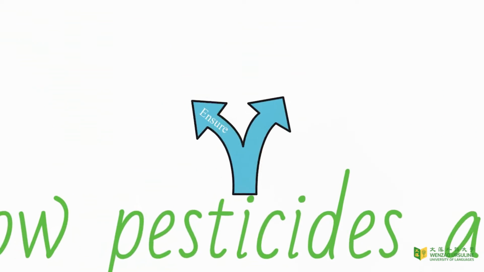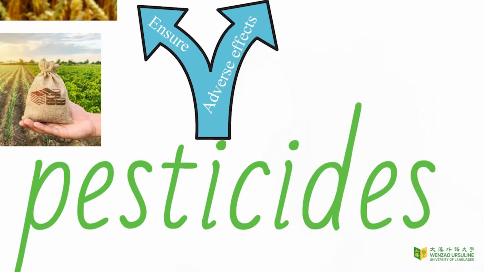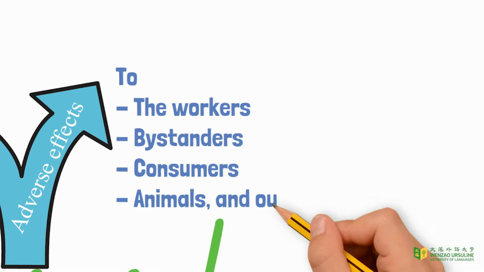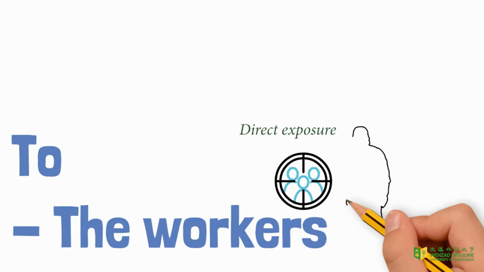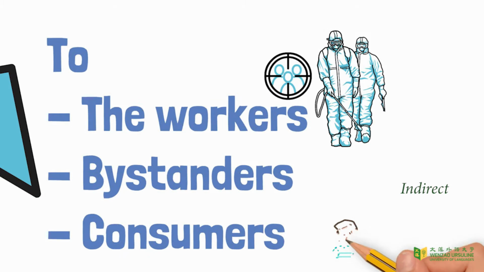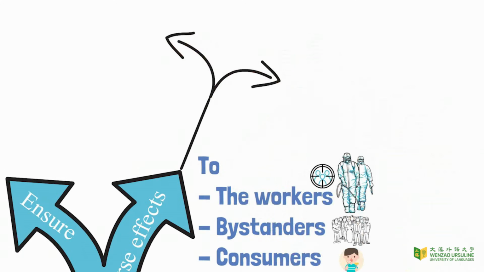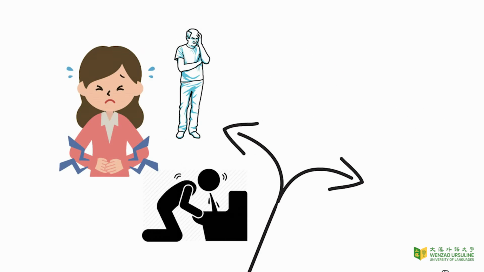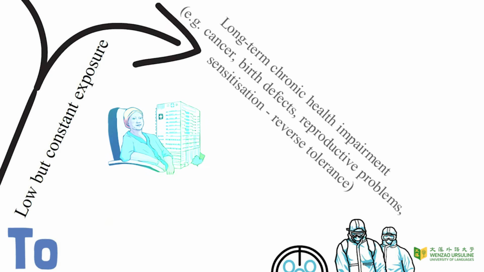Although we use pesticides to ensure our crop quantity and quality, using pesticides may have some adverse effects to the workers using them, bystanders, consumers, animals, and our environment. The risk to humans can come in two forms. One, from direct exposure to workers and producers, and two, indirect exposure to consumers, residents, and bystanders. The most common adverse effects are acute headaches, vomiting, stomach aches, and diarrhea. However, low but constant exposure levels may lead to long-term chronic health impairment.